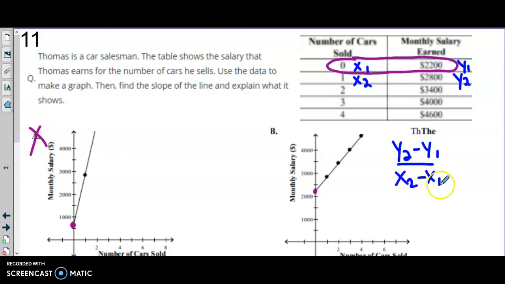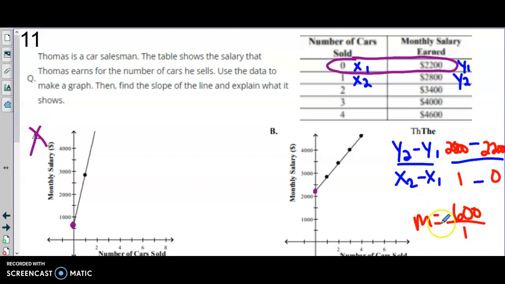y2 minus y1 over x2 minus x1. And remember, when I do this, I like to go ahead and put my minus signs there. So my y2 is 2,800. My y1 is 2,200. My x2 is 1. And my x1 is 0. So 2,800 minus 2,200 is 600. 1 minus 0 is 1. So our slope is 600.